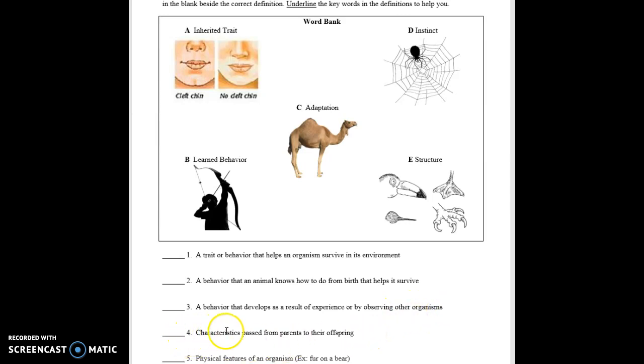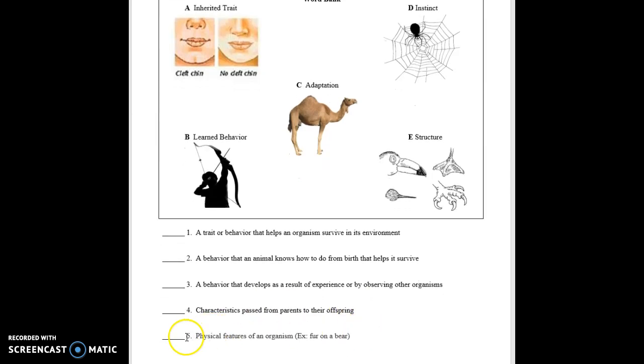Number 4. A characteristic passed from parents to their offspring. Number 5. Physical features of an organism. Example, fur on a bear.